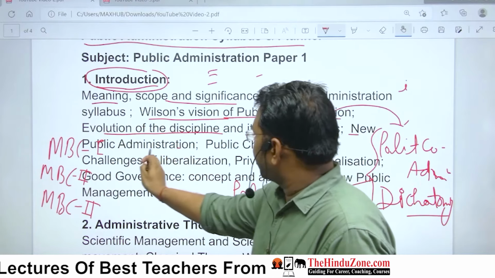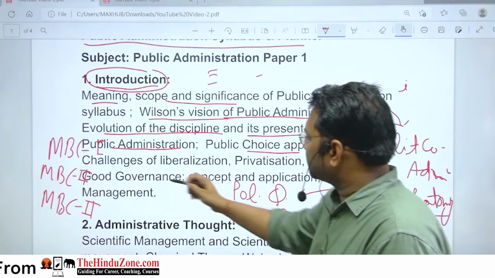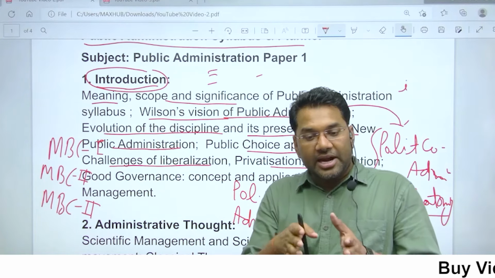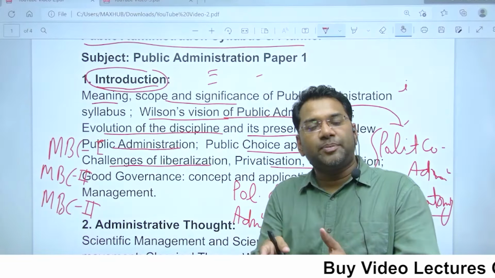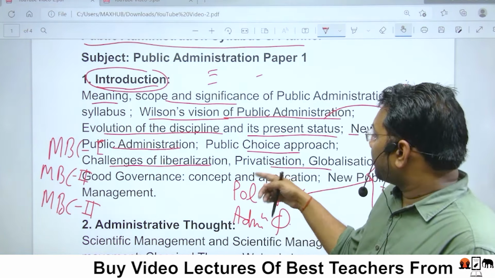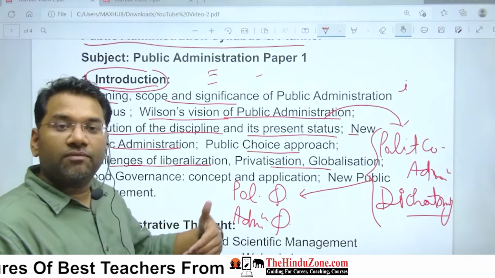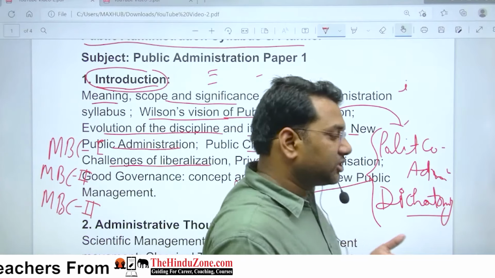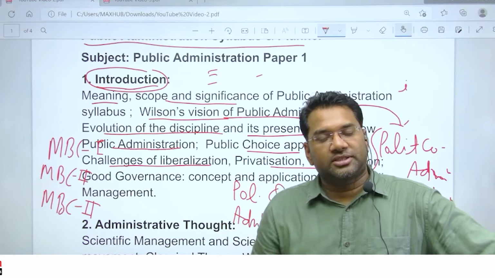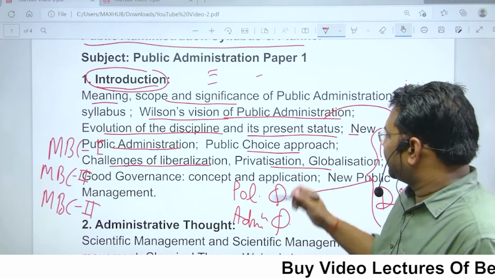And this you can see here, the new public administration, the new public choice approach. Okay, so all these theories we will be covering. Challenges of liberalization, privatization, and globalization. Like in the 1990s, with the coming up of LPG reforms, how public administration evolved, how public administration dealt with new challenges. Because when new complexities are added, the administration needs to revamp itself. Administration needs to have an answer to all those problems, right? So we'll be dealing with that also.